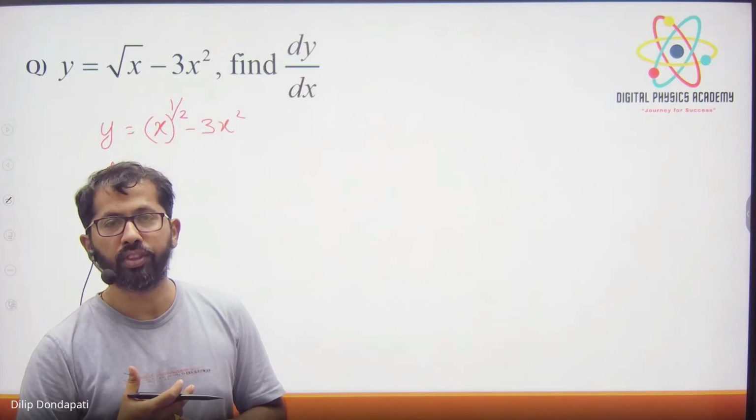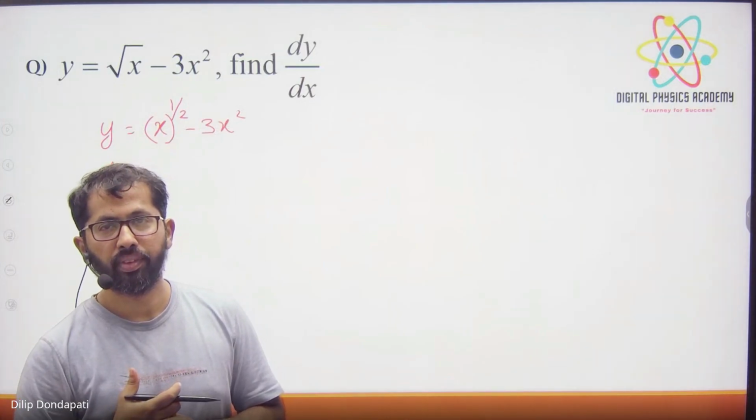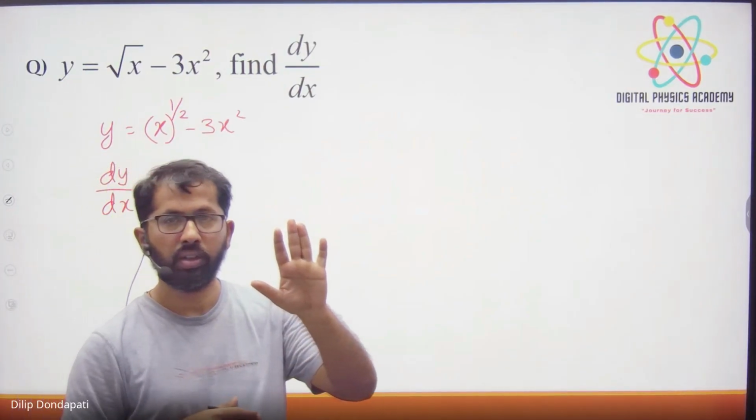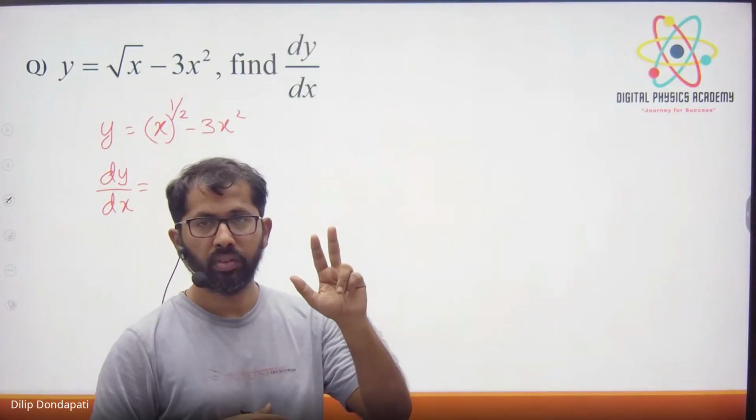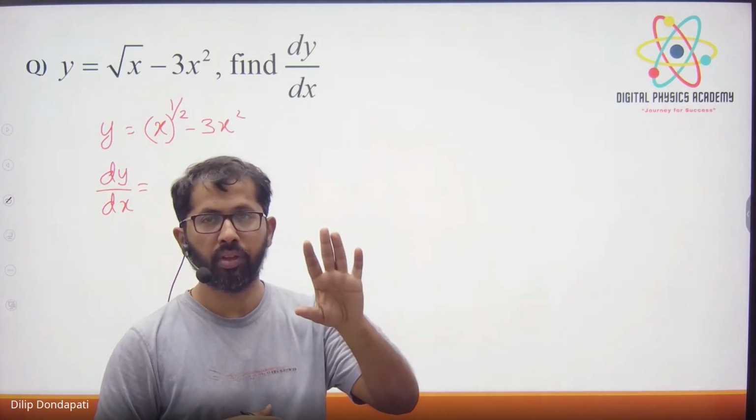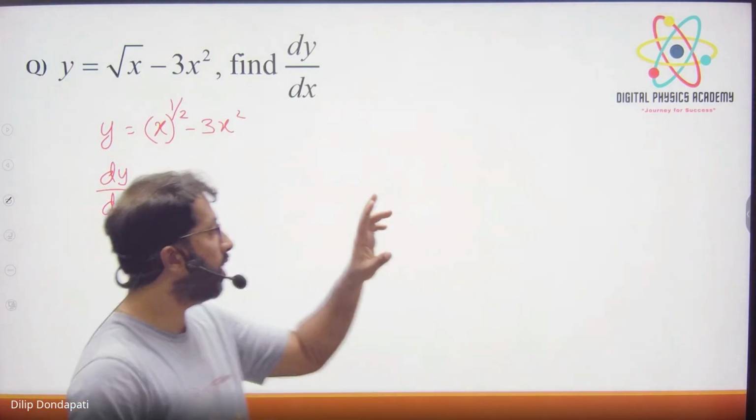The differentiation of x power n is n into x power n minus 1. Say it five times: n into x power n minus 1. Can you identify n or not in the question? Here n is what, by comparison?